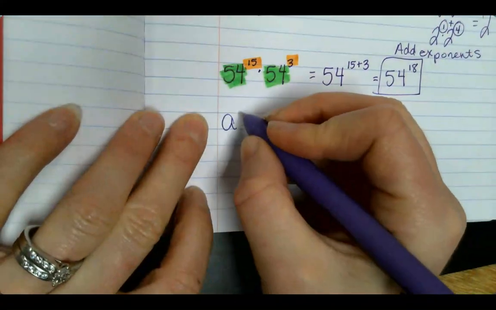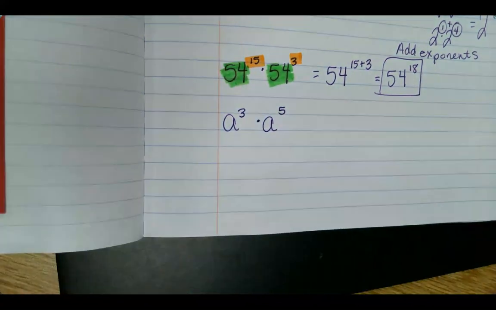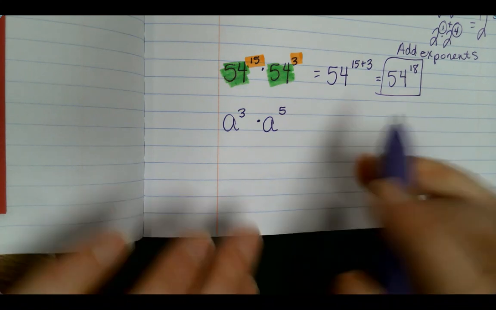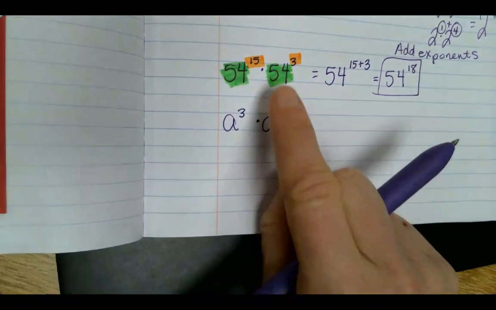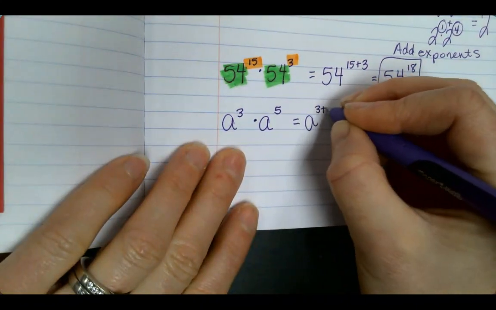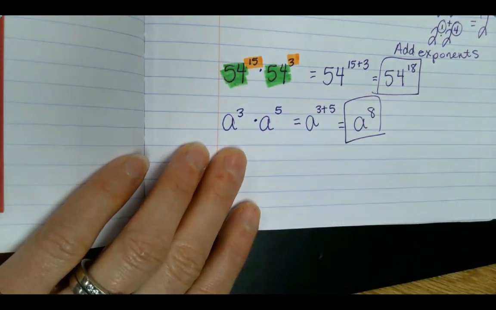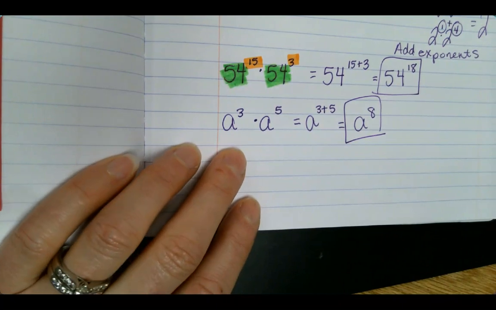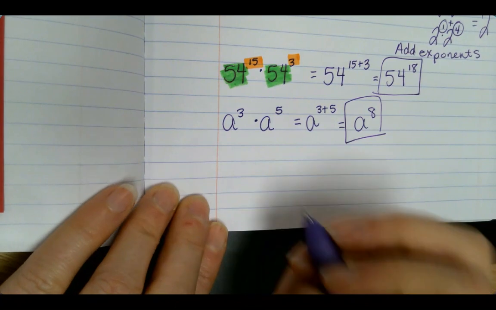So let's do a to the 3rd times a to the 5th. So we have like bases. There's 3 of them here, 5 of them here. So how many total am I going to have? Yeah, 3 plus 5, which gives us 8. This means there's 3 of them, there's 5 of them, so we have 8.